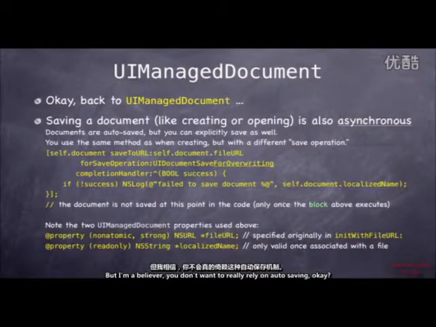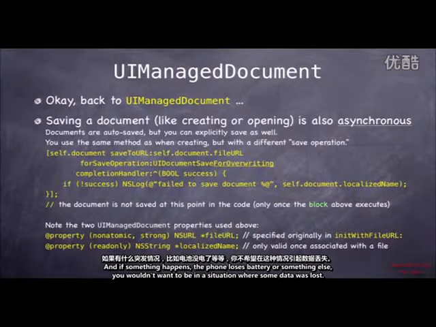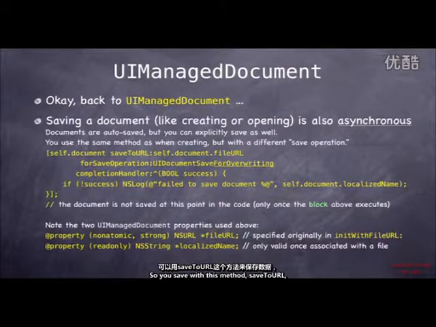Okay, but I'm a believer you don't want to really rely on auto-saving, okay? If the user does a batch of changes, they add some new bunch of objects or something like that, do an explicit save because the user is going to expect that stuff to be saved. And if something happens, the phone loses battery or something else, you wouldn't want to be in a situation where some data was lost.